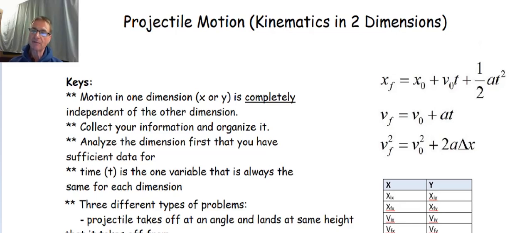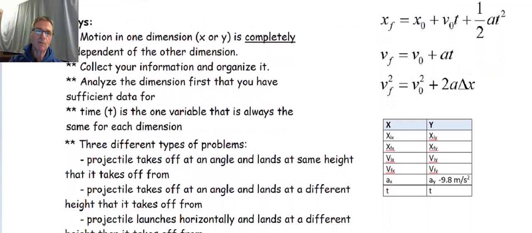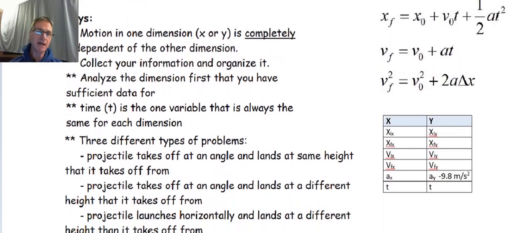What are some of the keys to understanding how to solve these problems? Well, they're listed over on the left-hand side. These are my keys. One is that we need to recognize that motion in 1 dimension, either x or y, is completely independent of the other dimension. And what do I mean by that?